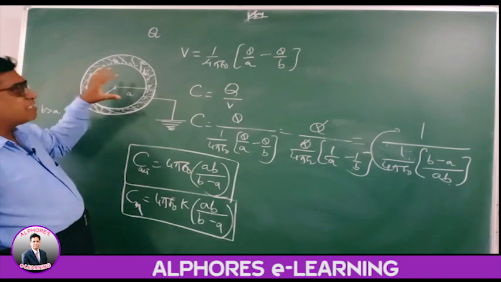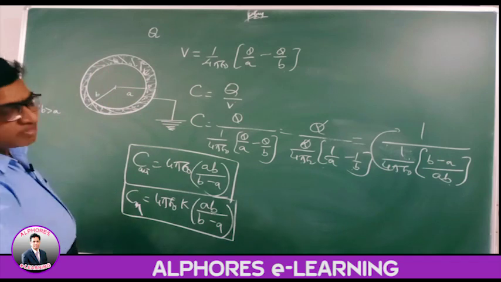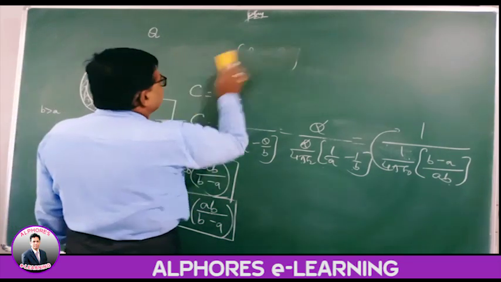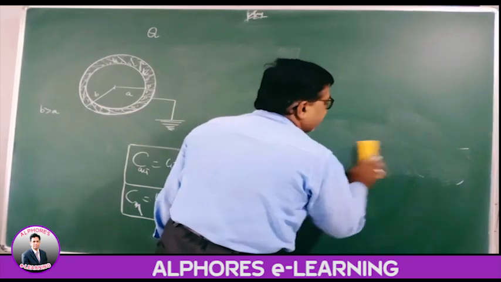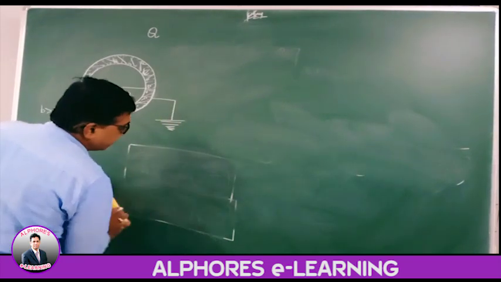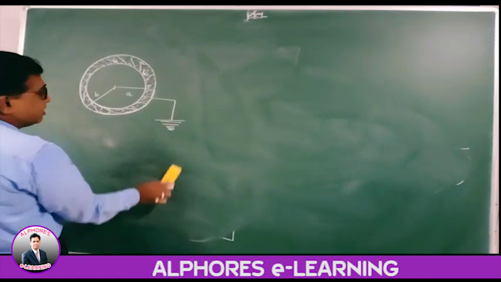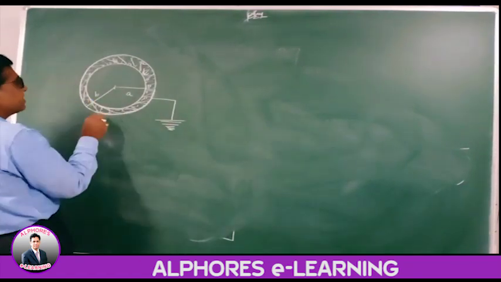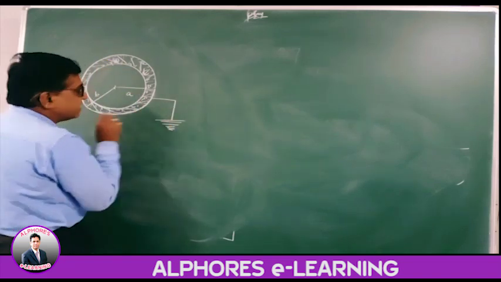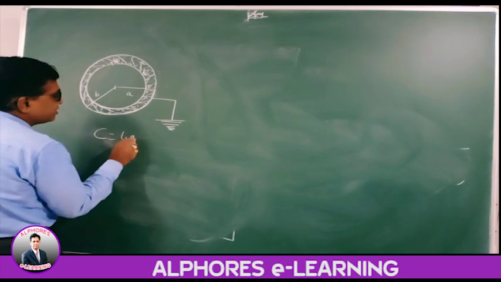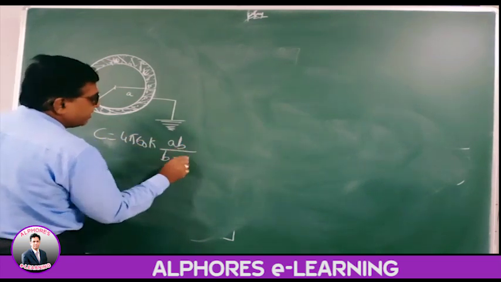When the inner sphere is charged and the outer sphere is earthed, the capacity is given by the formula C is equal to 4 pi epsilon naught AB by B minus A. For such a setup, where the inner sphere is charged with plus Q and the outer sphere is earthed, the capacity with a dielectric is 4 pi epsilon naught K AB by B minus A.